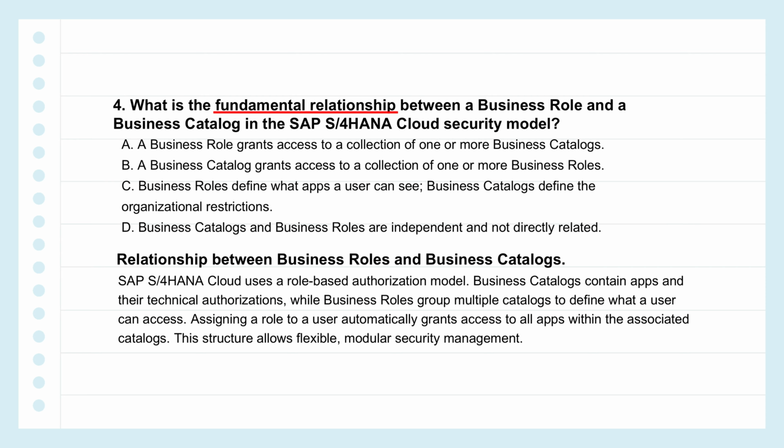Okay, the role goes to the user. Right. And that role then grants the user access to a collection of one or more business catalogs. So the role bundles the catalog. Exactly. The catalog is the container. It holds the actual Fiori apps, the technical authorizations needed to run them, and sometimes specific actions, like create versus display. Okay, so role is who gets access, catalog is what technically is accessible.